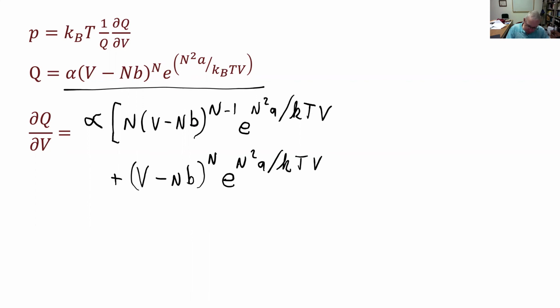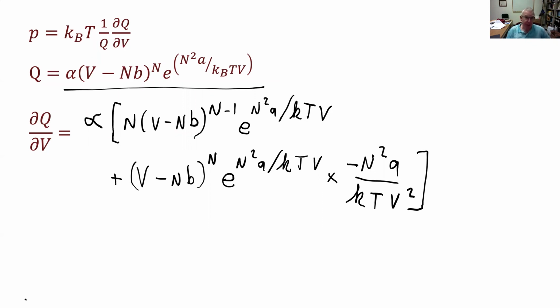It's that piece times the derivative of the exponent, which should be... I shouldn't use a different k. Times kT V squared, and then I get to close the bracket on that part, okay? So that's all the pieces of my derivative.